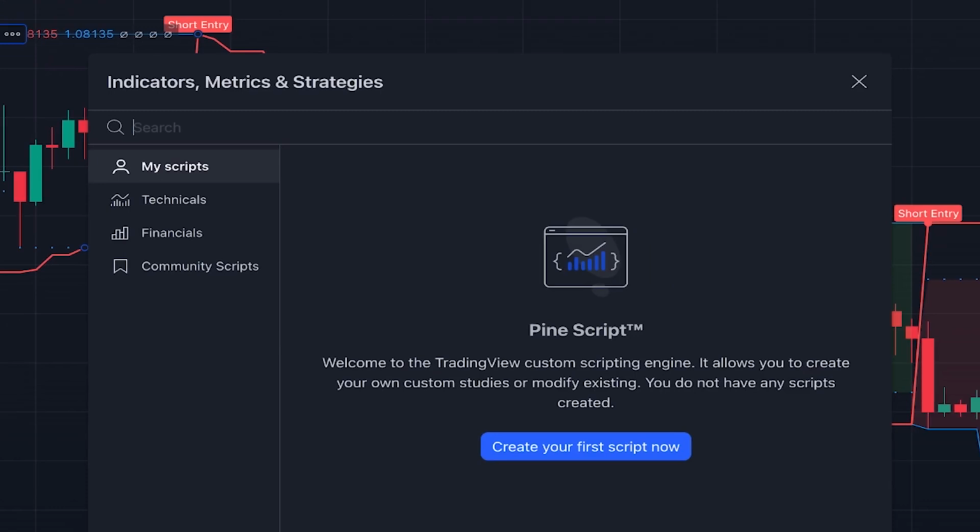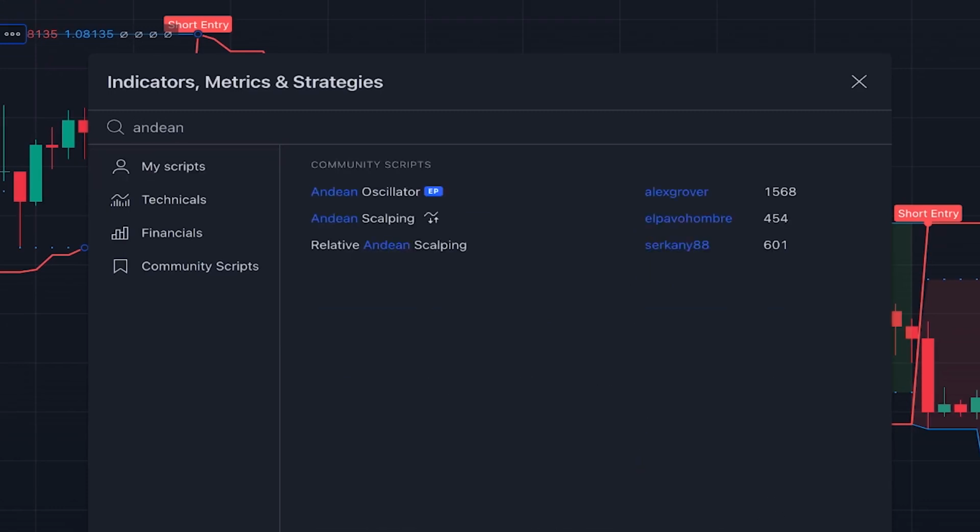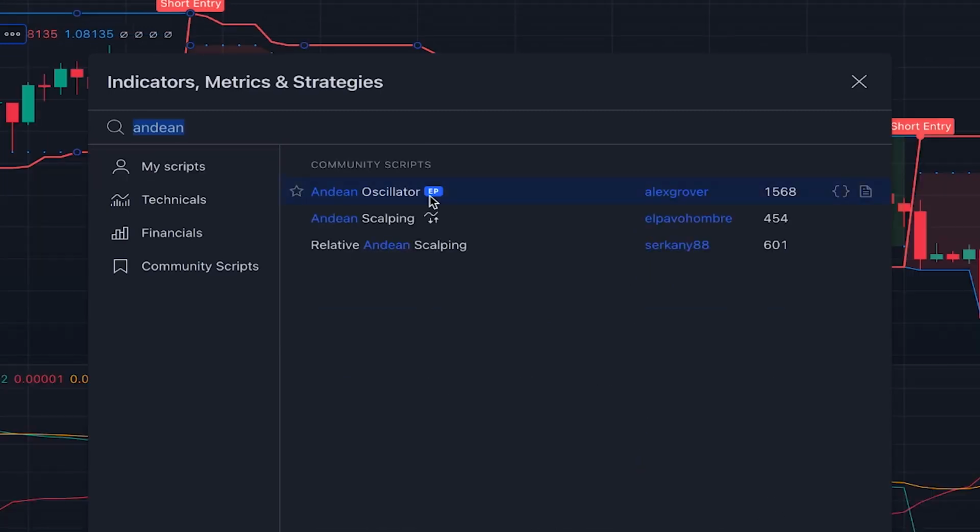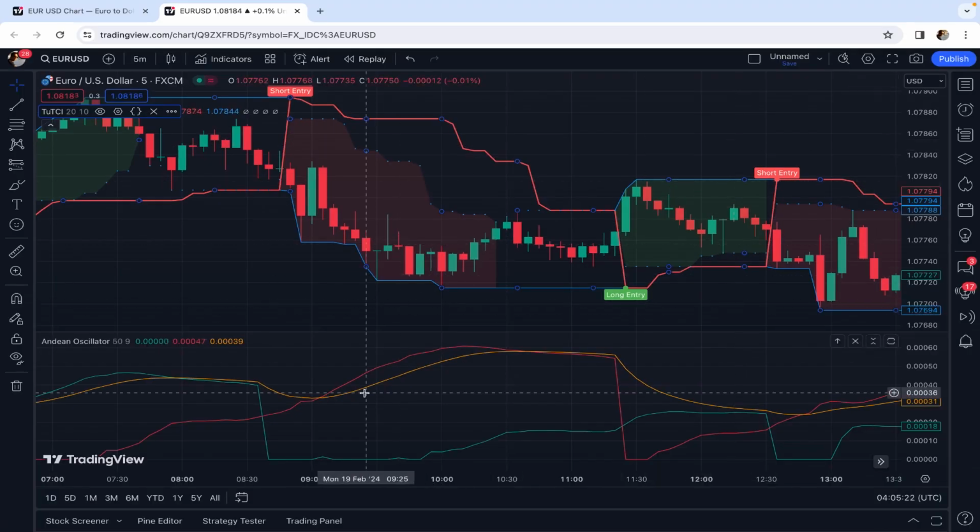Here we click on indicators and we search Andean oscillator, this one, which is an editor picks indicator and written by Alex Grover. This indicator will help us to know when the market is flat and in what times we have enough upside or downside momentum for entering a trade.